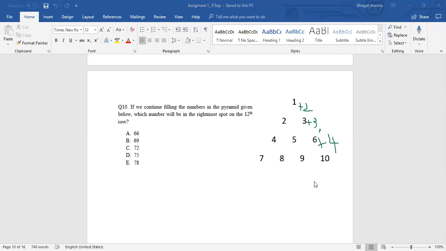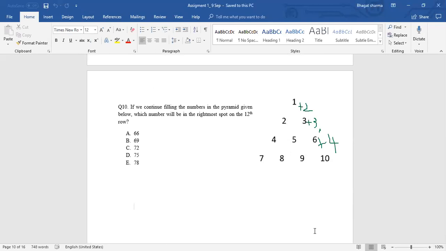Where are you writing? I cannot see your writing. It's in the text box. Okay, not visible to me. Maybe a problem with my internet. Okay, continue. I am understanding your solution.